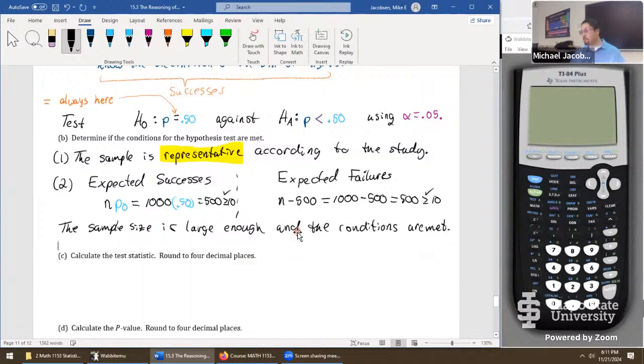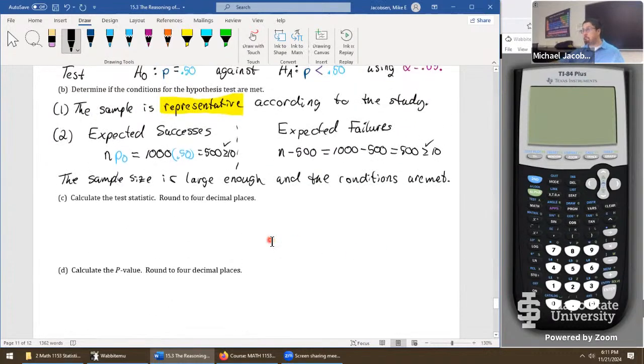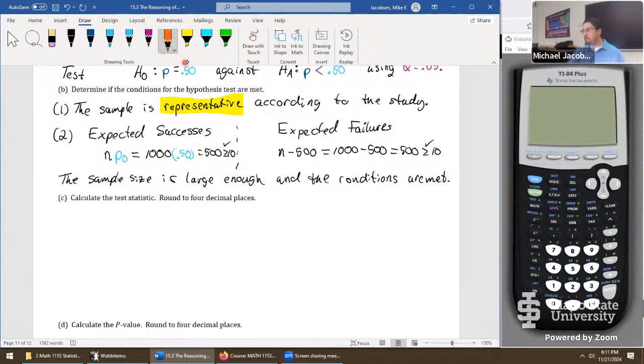So now we're off to the test statistic and p-value, and then we'll make our conclusions on this test here. Any questions so far, folks, to this stage? Okay, let's copy the same format as we did before.